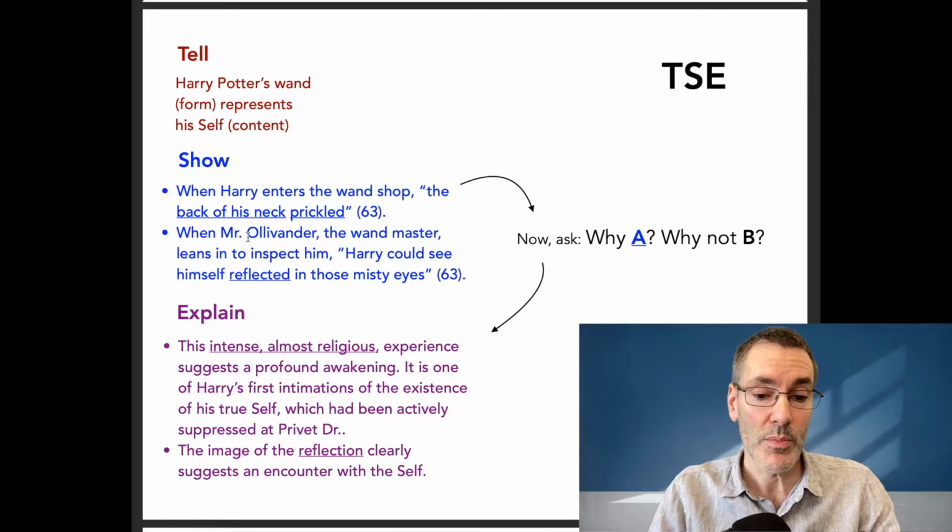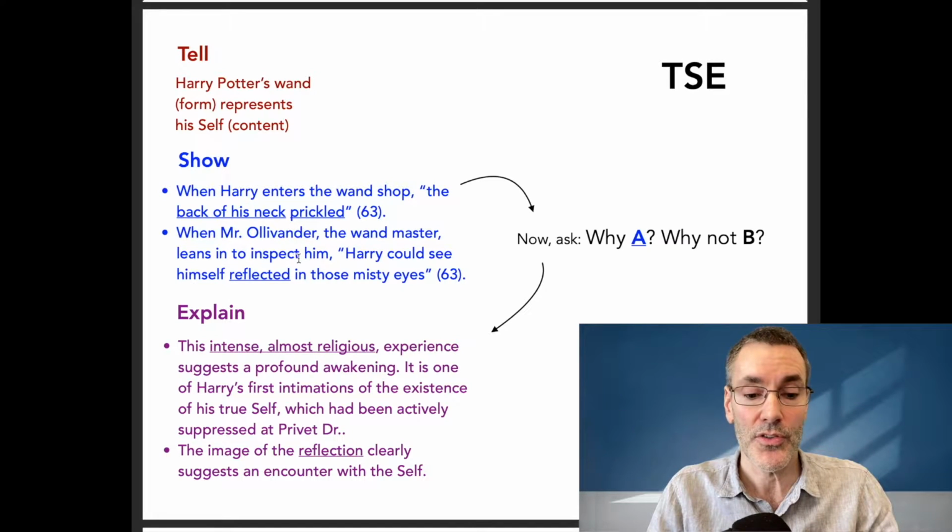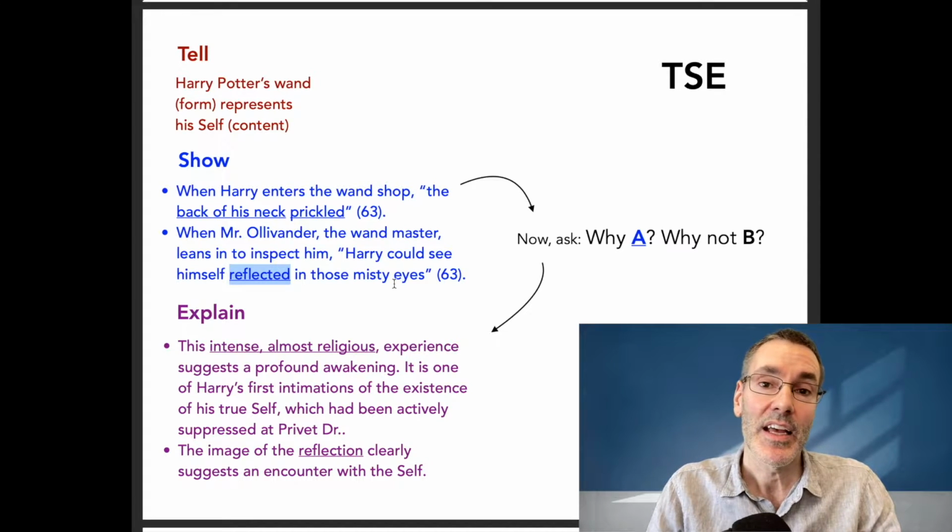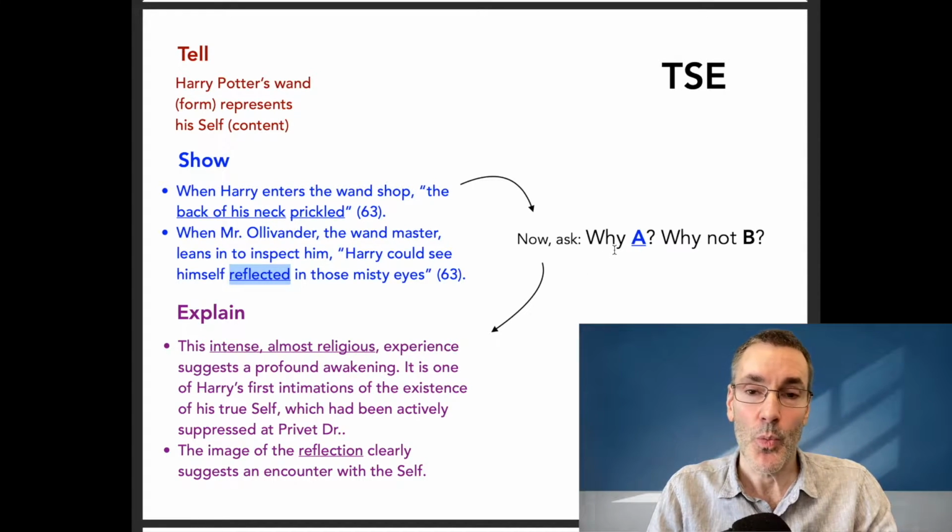Another one was when Mr. Ollivander, the wand master, leans in to inspect him, Harry could see himself reflected in those misty eyes. Same thing. Why A, why not B?